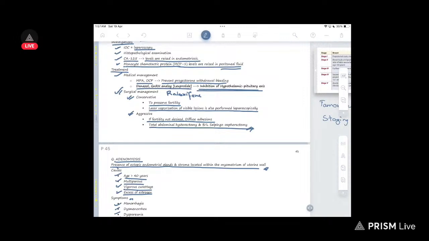Tamoxifen. Inhibition of hypothalamic pituitary axis. Conservative is to preserve fertility. Laser vaporization of visible lesions can also be performed laparoscopically. Aggressive is if fertility is not desired or diffuse adhesions.